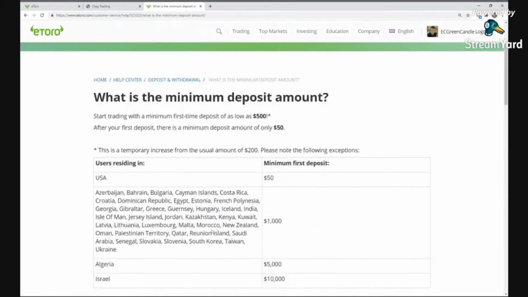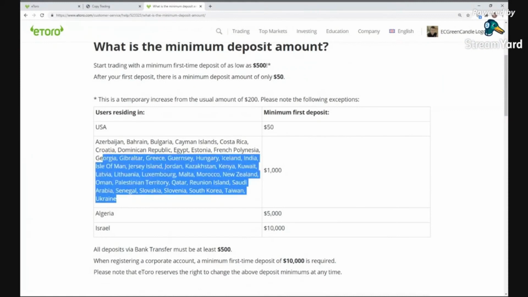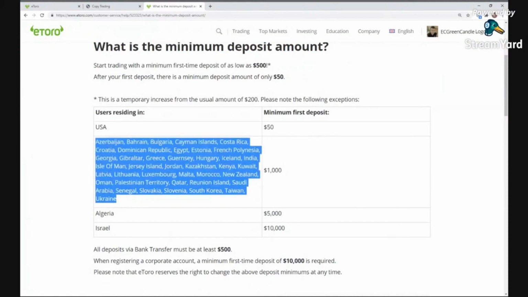But I already made a video on how to deposit money into eToro. I'll leave a link in the description so you can check out that video. There are some countries at the moment that are still on $1,000, so if your country is in the list here, you can check it out. By the time you watch this video, it might be lowered, but I'll leave a link to all these details in the description if you want to find out more.